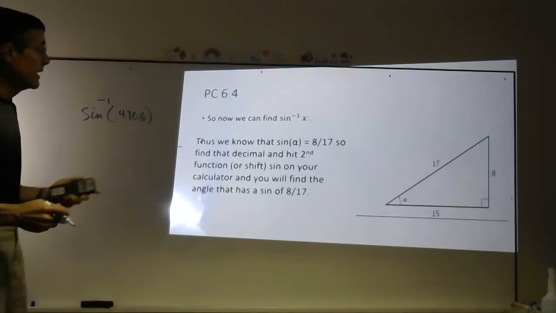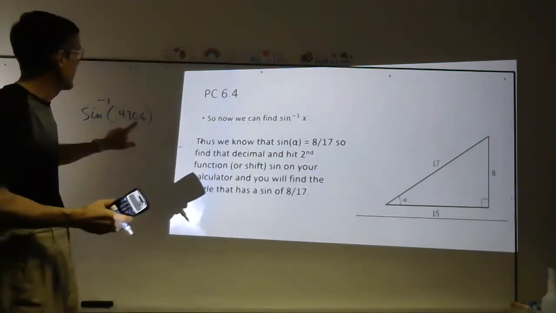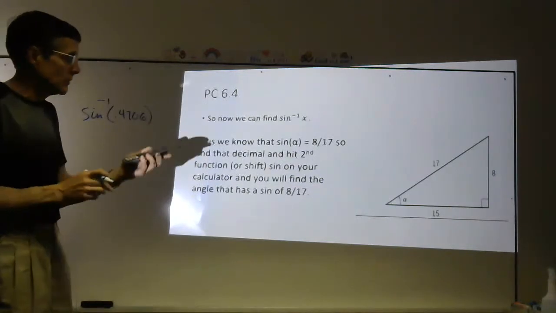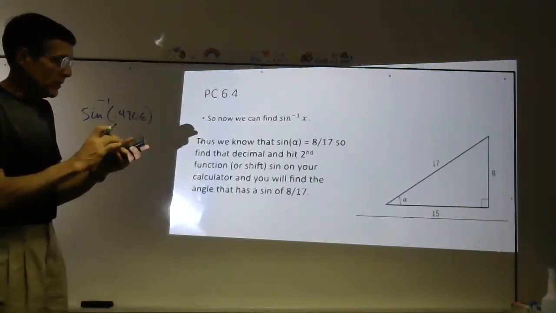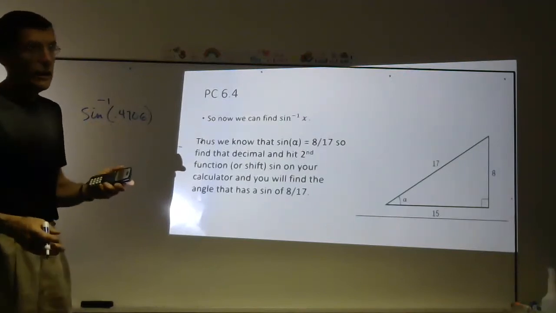Okay, that's what the sine is. We want to find the angle that has that as a sine. So all you have to do is type it in. We want the inverse function or second function sine.